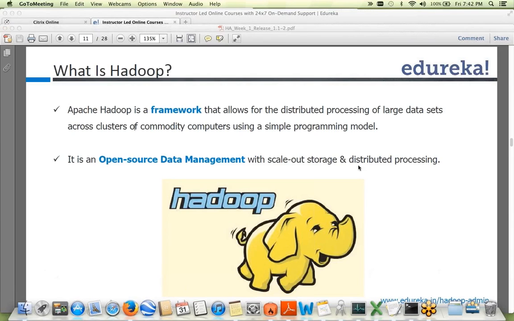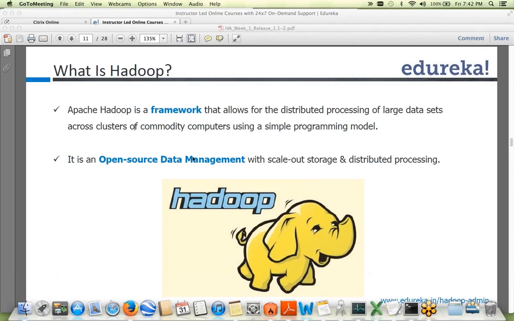Right. So Apache Hadoop is a framework that allows for distributed processing of large data sets. So it's a batch processing system which allows you to run your big tasks in a distributed fashion. So if you have a huge data set, it will partition those data sets and run it in parallel, in a distributed way, across a cluster of commodity computers using a simple programming model. So we'll again go through this in detail.